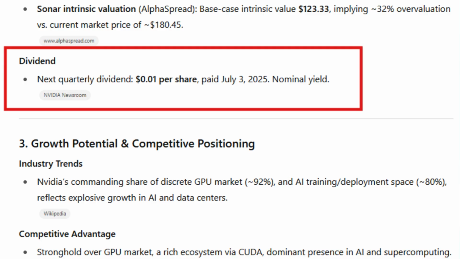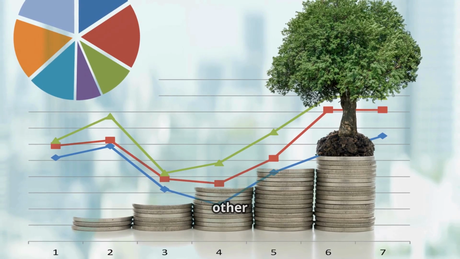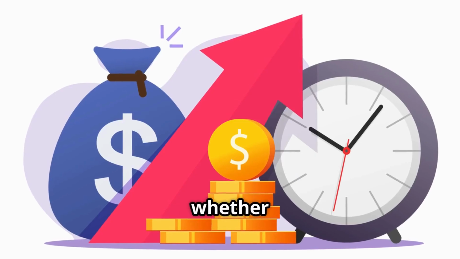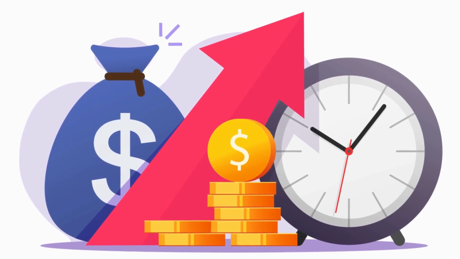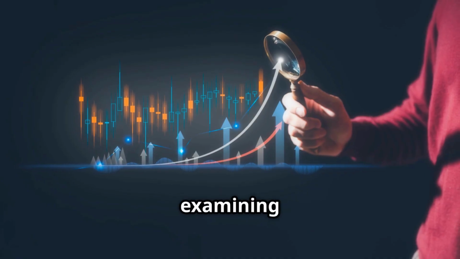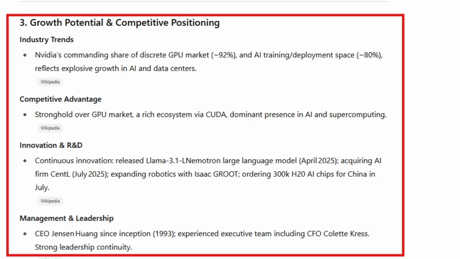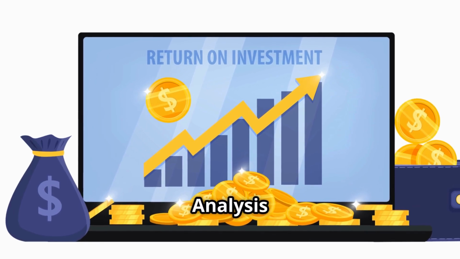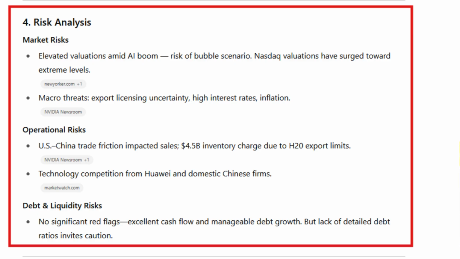Here we have the dividend given by the company last year. Again, you can compare it with other competing companies and decide whether it is reasonable or not. You can also assess the company's growth potential by examining industry trends, innovation, R&D, and the strength of its management team. In the risk analysis section, you can explore how global economic trends affect company performance, as well as review recent news and potential catalysts.